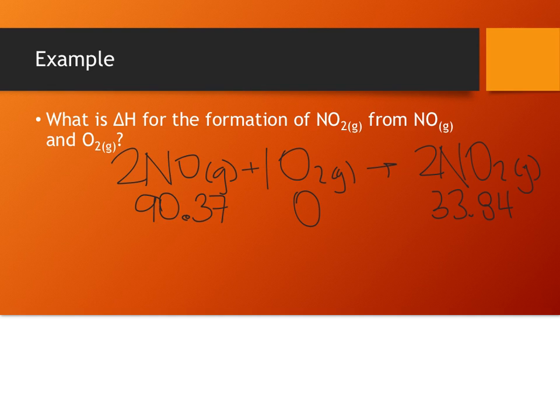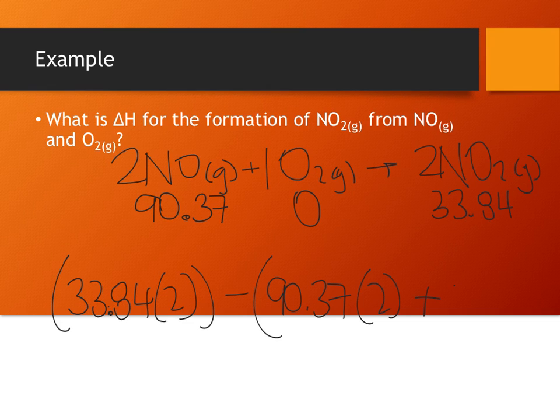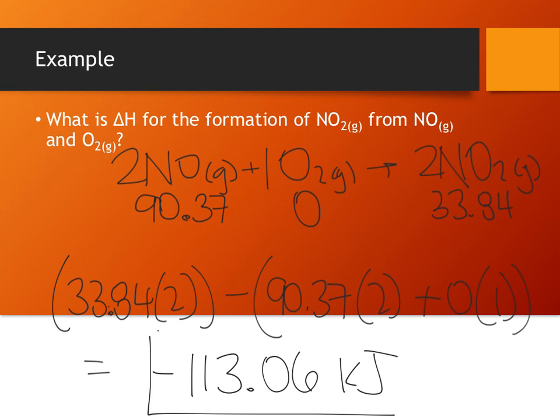All right, so our products then are going to be 33.84 times 2 minus 90.37 times 2 plus 0 times 1. Put that in your calculator and you get negative 113.06 kilojoules. And that's it. That's really all these problems come down to. Just find your equation, find the values they gave you, plug them in. Try to remember that elements are always going to be 0, but that's it.